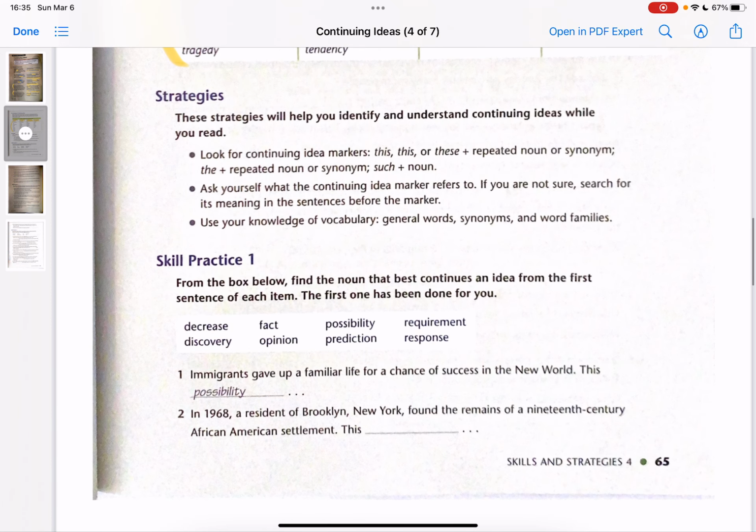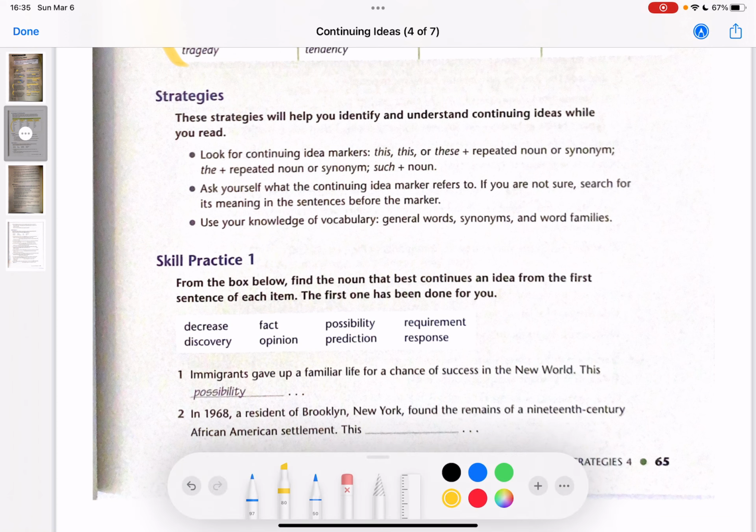So to sum up, look for continuing idea markers: this, these, this alone, the plus a repeated noun, a synonym, or such plus a noun. And then ask yourself, what is the idea that's being continued? If you're not sure, go back to the previous sentence before the marker. Use your knowledge of vocabulary, general words, synonyms, and word families to really help you understand these ideas that are connected together.